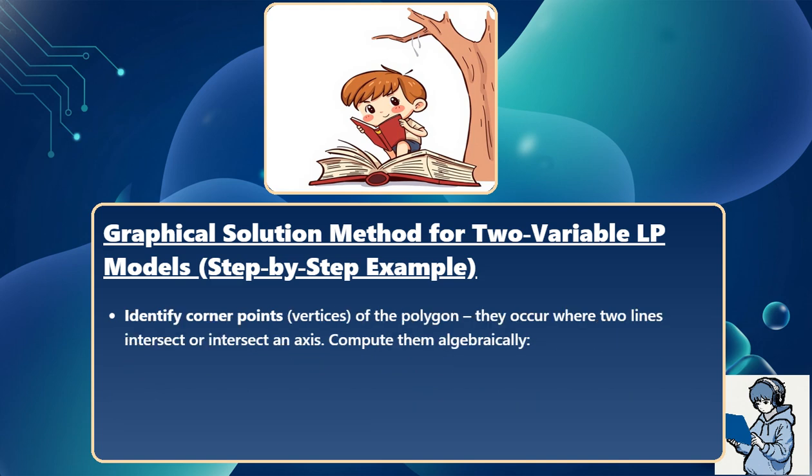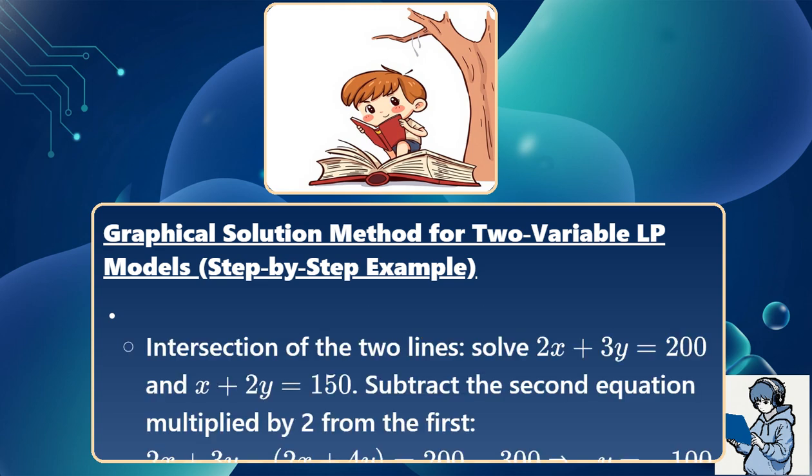Identify corner points, vertices of the polygon. They occur where 2 lines intersect or intersect an axis. Compute them algebraically. Intersection of the 2 lines: solve 2x plus 3y equals 200 and x plus 2y equals 150. Subtract the second equation multiplied by 2 from the first. 2x plus 3y minus (2x plus 4y) equals 200 minus 300 gives negative y equals negative 100, so y equals 100. Plug back to get x equals negative 50, which is infeasible. So the real intersection is at the axes, check each pair.